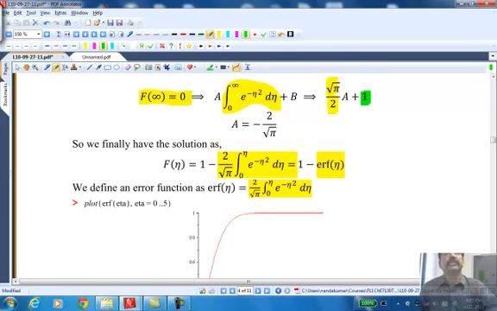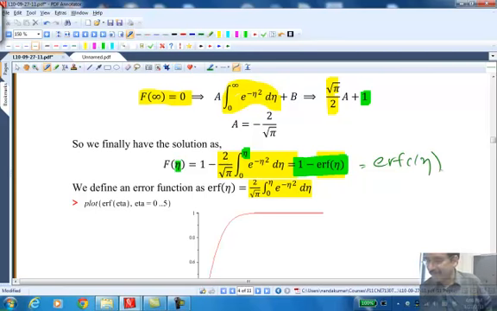So we finally have the solution. F of eta equals 1 minus, after substituting for the integration constants, 2 divided by square root of pi, integral of 0 to eta, e to the power minus eta squared d eta, which is 1 minus error function. So the solution is given as simply 1 minus error function. Sometimes this is called the complementary error function, ERFC. Somebody knows that, right?